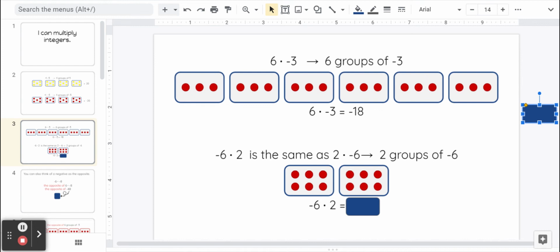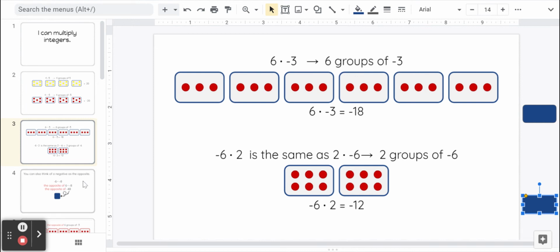Let's say we have negative 6 to start off. Negative 6 times 2. Well, it's kind of hard to make negative groups, so if we can, we could switch them around. This is called the commutative property. Like 2 times 3 is the same as 3 times 2. 2 plus 5 is the same thing as 5 plus 2. So we can flip-flop these and rewrite it as 2 times negative 6, which means 2 groups of negative 6, which is negative 12.